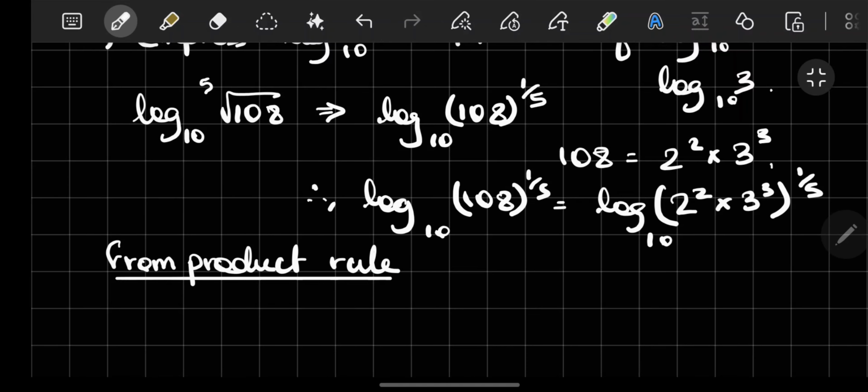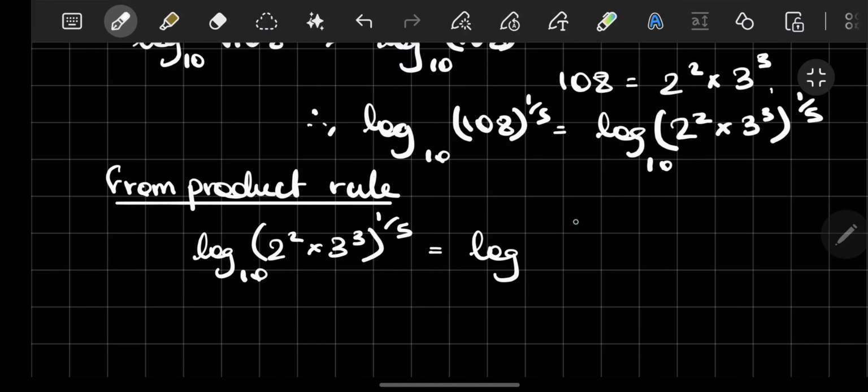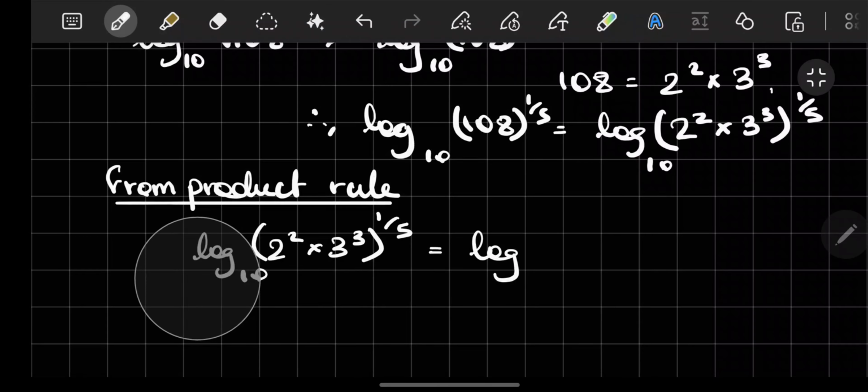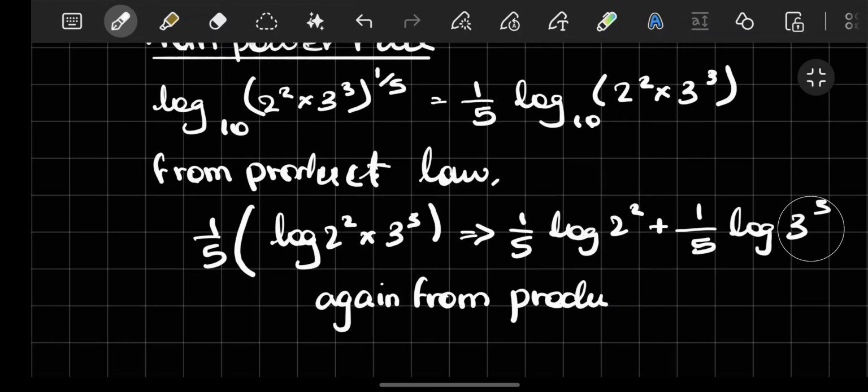From the power rule, we know that we could bring down the 1 by 5 as a multiplier: 1 by 5 multiplied by log of 2 square multiplied by 3 cube to the base 10. From the product law, we know that we could write 2 square and 3 cube separately. And again using the power law, we could rewrite the 2 square as 2 log 2 and similarly 3 log 3.